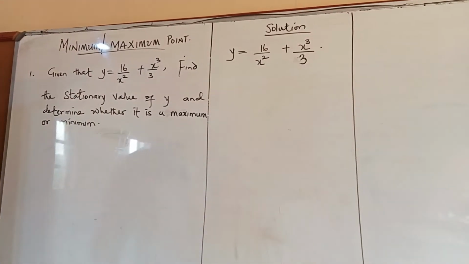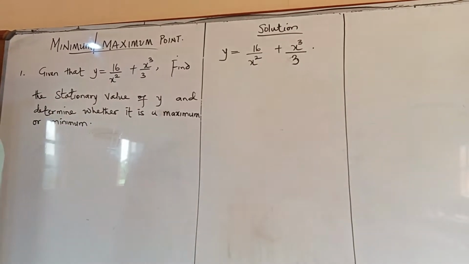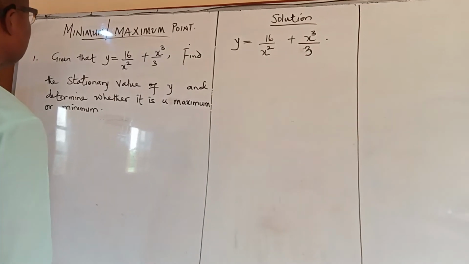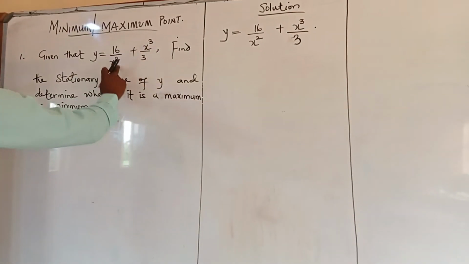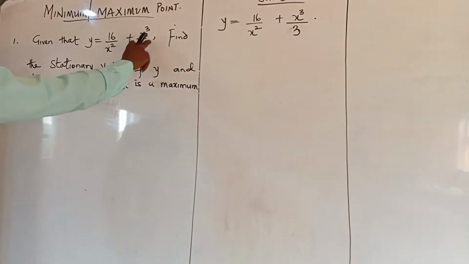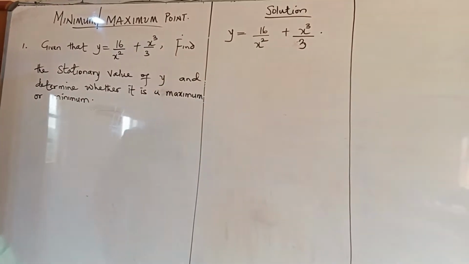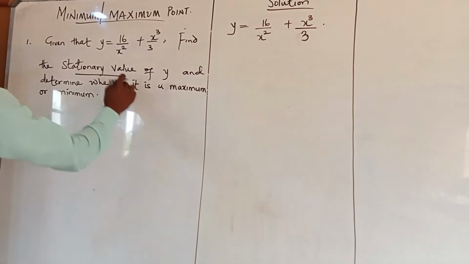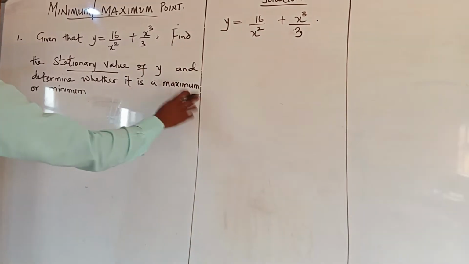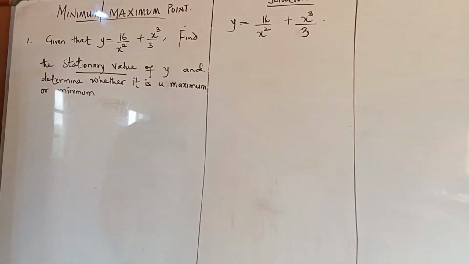The topic we have for today is minimum and maximum points. We have a question here: given that y equals 16 over x squared plus x cubed over 3, we want to find the stationary value of y and then determine whether it is a maximum or minimum.